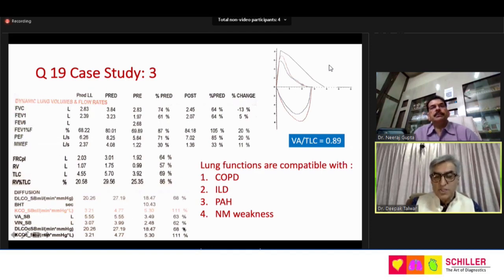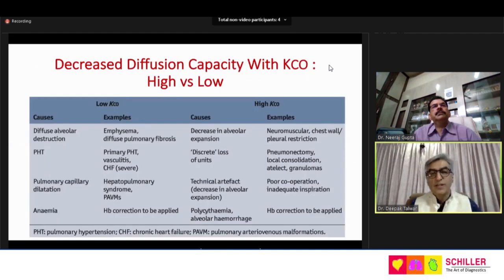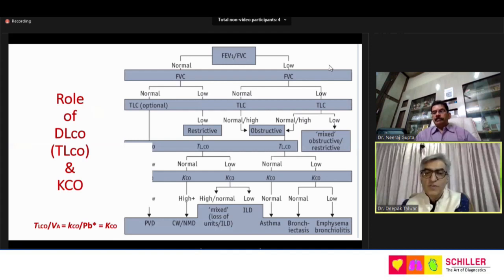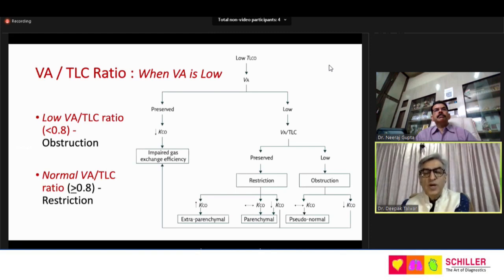Diffusion capacity, DLCO single breath corrected, is 68%, which is low. KCO is raised. So you need to explain a restrictive defect here which has increased KCO with decreased DLCO. I think I showed you in the previous slide the conditions where you get a decreased DLCO with a normal or high KCO. Neuromuscular diseases, pneumonectomy, pleural restrictions, all of this will come into the kind of scenario we are talking about. And I think it was case study 3. So again, as I told you, the VA over TLCO ratio becomes very important.